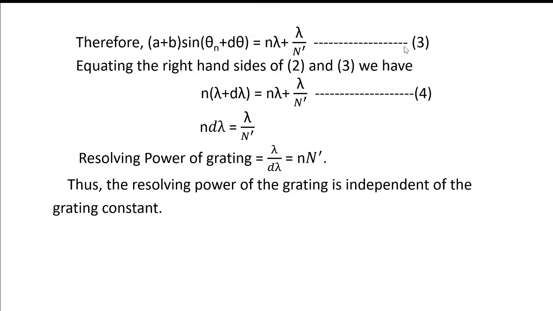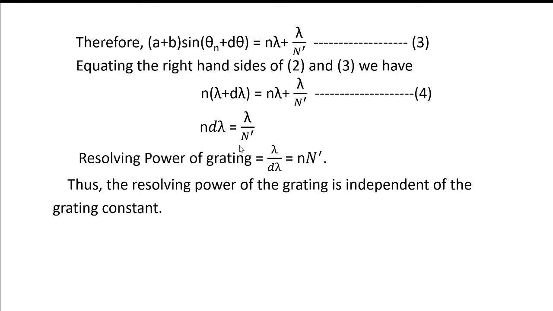Now, by equating the right hand sides of equation 2 and equation 3, we have n into (lambda plus d lambda) is equal to n lambda plus lambda divided by n dash. This is equation 4. Now, by multiplying n inside the bracket, we have n lambda plus n into d lambda is equal to n lambda plus lambda divided by n dash. Now n lambda on both sides of the equation will get cancelled. Then we have n into d lambda is equal to lambda divided by n dash.